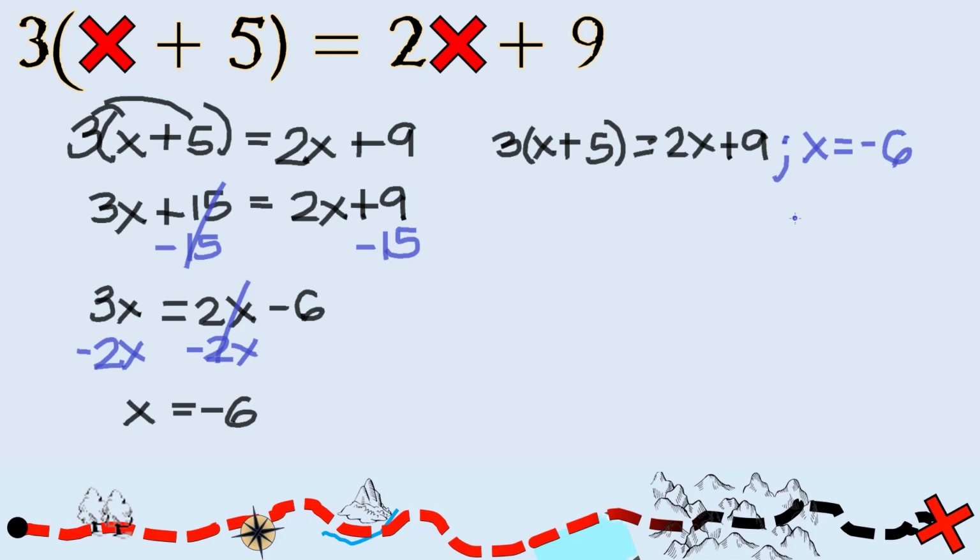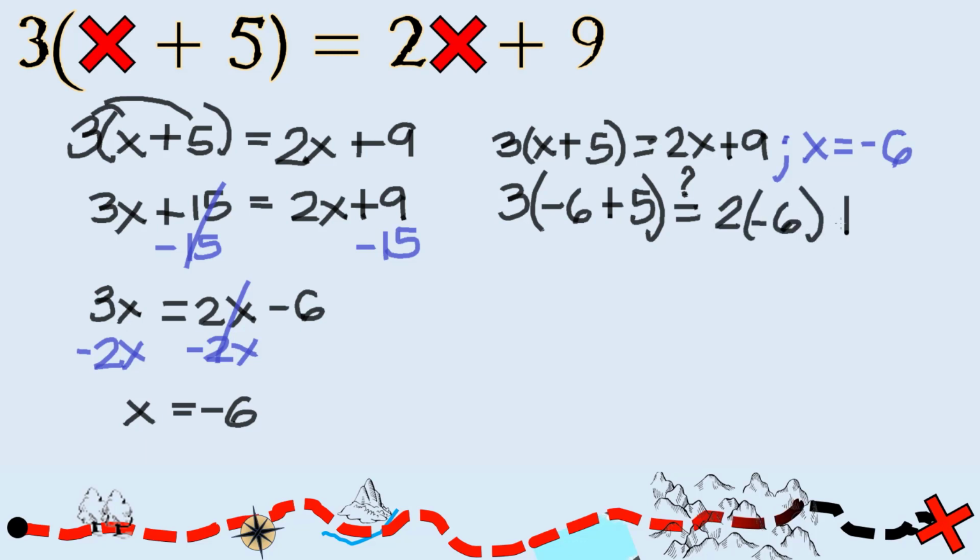And if there are some errors in our checking, we will not be forcing that. If there are some errors in our checking, that means we need to review our process because there might be some arithmetic errors in our computation. So what we need to do here is simply substitute the value of x, which is negative 6: 3 times (negative 6 plus 5), question mark here. The other side is 2 times negative 6 plus 9 here. The goal of the checking is to make sure that both sides of the equation will have the same value. Again, do not force it. If it's not balanced at the end of the process, then review your process here.